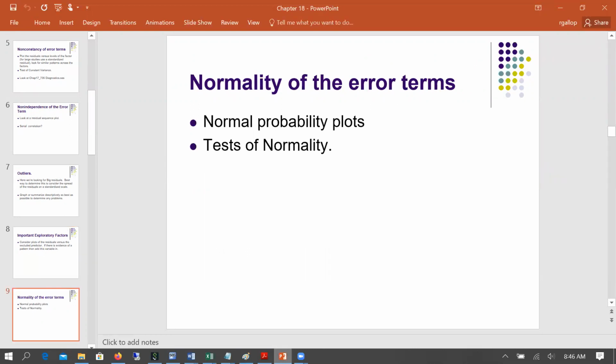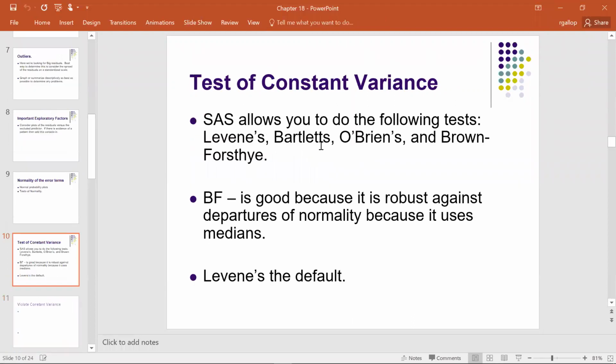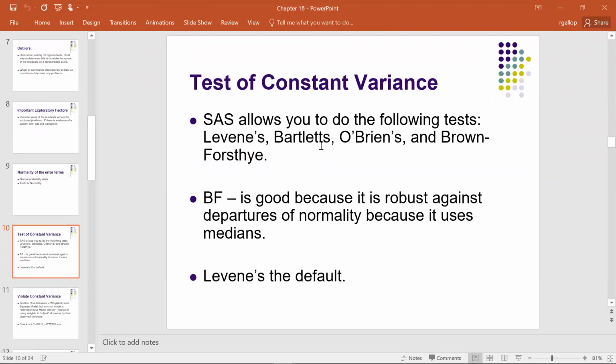Again, the normality of the error terms. Looking at the plots is good, but better yet to assess it through the test of normality. So with the constant of variance, we saw the Levene's test is the default. There are these three other variations. All the other three variations deal with deviations in normality. But like I said before, if the data deviate from normality, we're not using an ANOVA model. We're not using a general linear model. So again, we should really be using the Levene's.